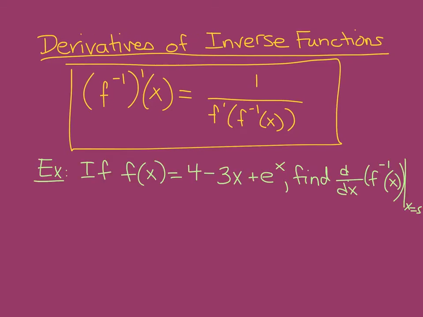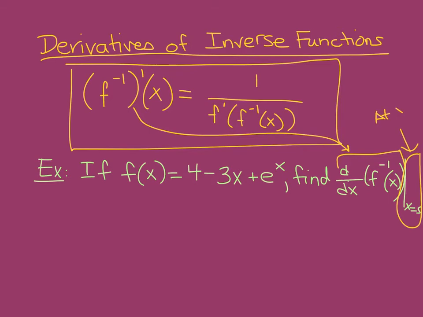For our first example, we have f of x equals 4 minus 3x plus e to the x. We are going to find the derivative of f inverse of x evaluated at x equals 5. By the way, note that this notation here is the same as the one that we have in our definition of a derivative. It's a different notation, but it's the same meaning. So we're going to be finding the inverse. Then this thing right here with the line means evaluate at x equals 5, basically.